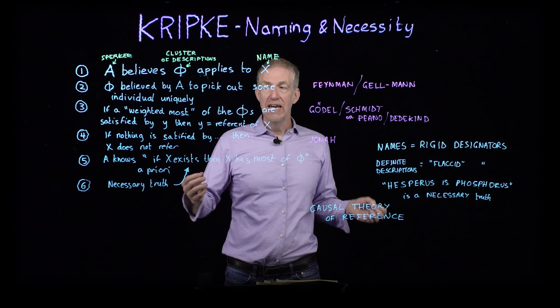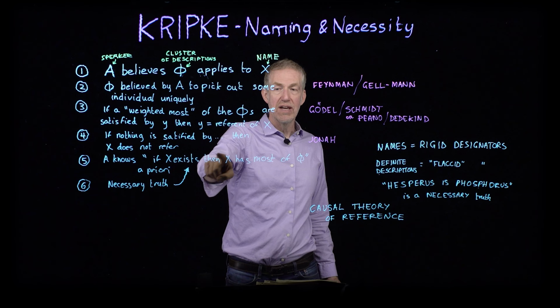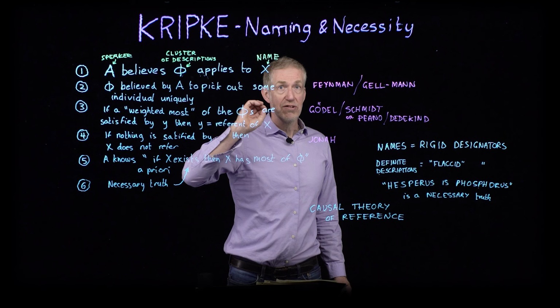Well, given the meaning, according to this theory, names mean a set of definite descriptions. So it must be the case that if Aristotle exists, then Aristotle has most of those, because if Aristotle didn't have most of those, he wouldn't be Aristotle by the definition. Now, a priori is an epistemological notion. It's to do with what we can know.